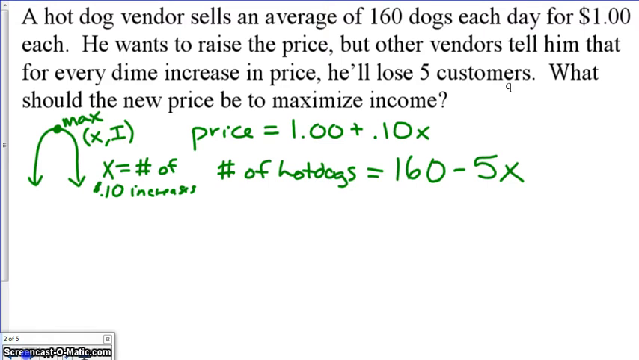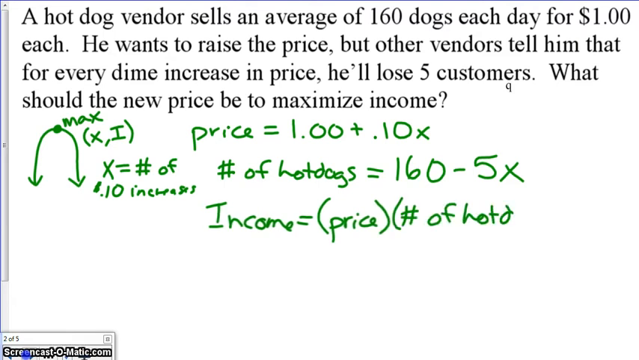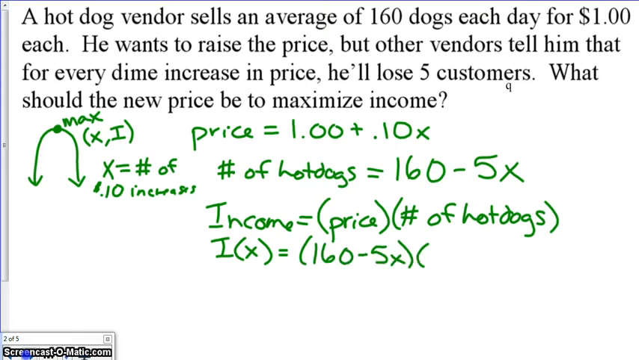Now, we need to talk about income. How do you find income for anything? Well, you multiply the price of the item times how many of those items are sold. So we have price times number of hot dogs. So in this case, we have multiplying our price and our number of hot dogs together.